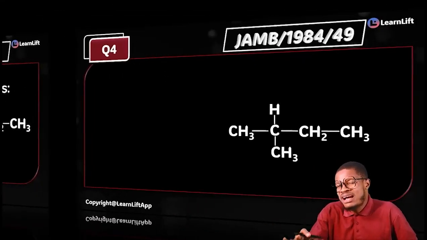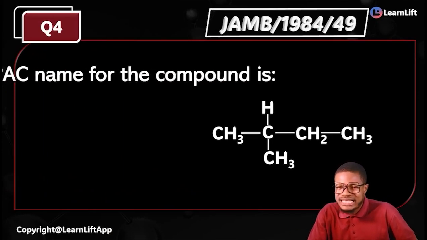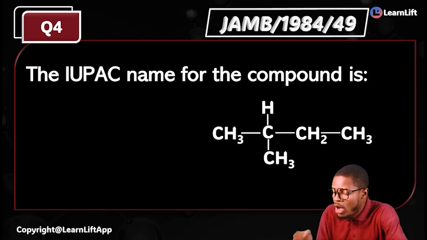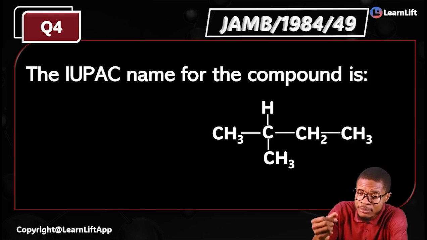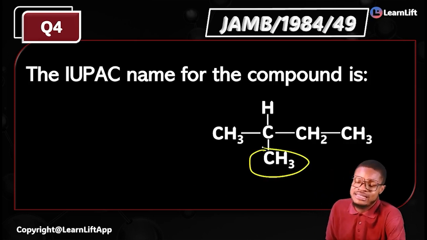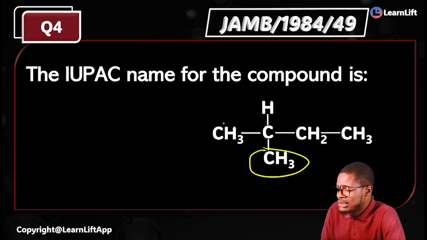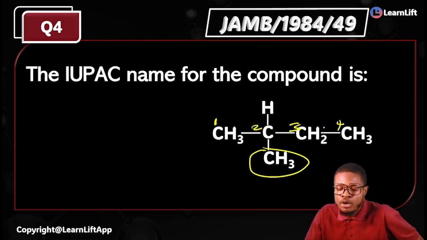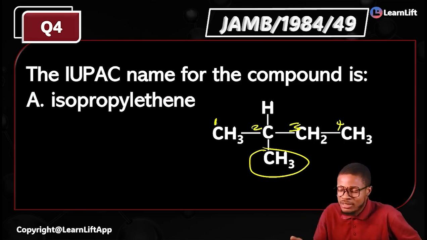The same question was now reorganized and reworked in another format in 1984. Question 49. The IUPAC name of the compound is, what's the IUPAC name? Give the least possible value to the substituent. This here is the substituent, right? Yes. So how do we number it? Start from here. If you start from the other way, you'll be wrong. Here will be 1, here will be 2, here is 3, and here is 4. So it is still butane. What's the name? 2-methylbutane.